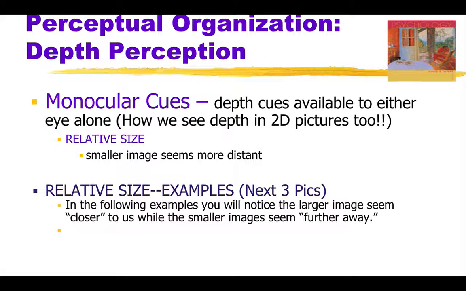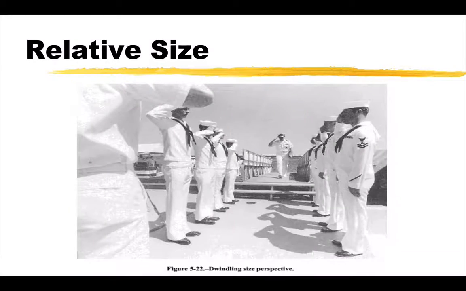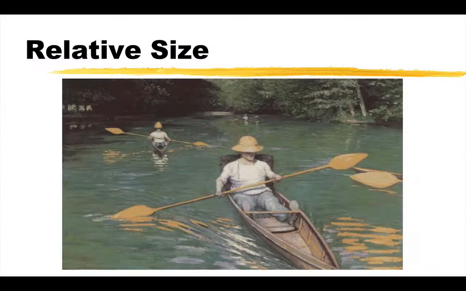If it looks bigger, we assume that it's bigger. We're not blown away by, oh my God, look at that car shrinking as it's driving away from me. No, it's not shrinking, it's just getting farther away. It's an assumption our brain is making about distance. Relative size, you see some examples here. Again, in all of these pictures, you see almost all of the depth cues.